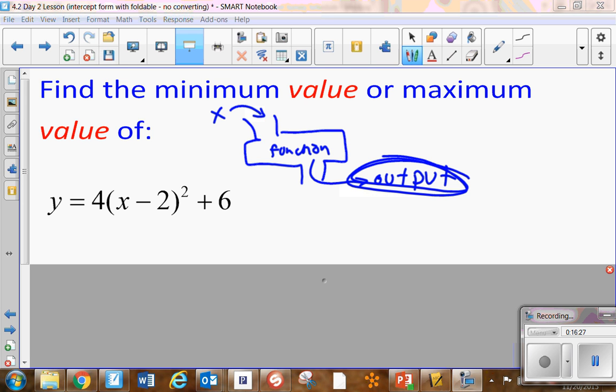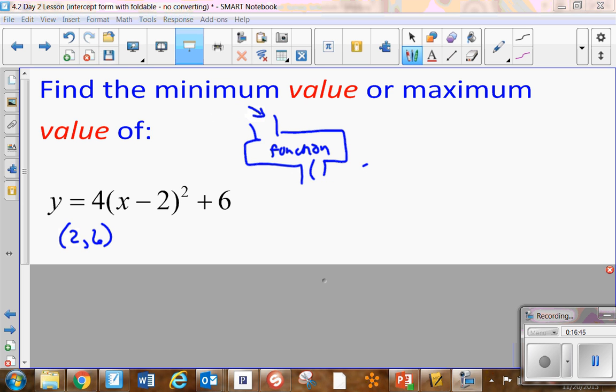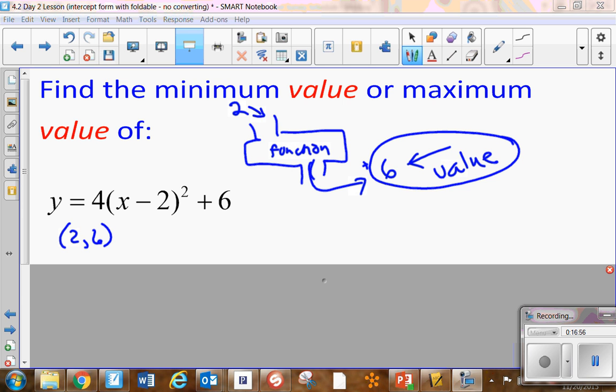What's the output? I mean, I'm talking about the minimum. Hey, what's the vertex? 2 and 6. 2, 6 is the vertex. That means in my little function machine, I put in a 2 and a 6 spits out. And this is the value that I'm looking for. When it asks for a value, I'm looking for the output. So that value is looking at me in the face. This is all it's asking for, a 6.